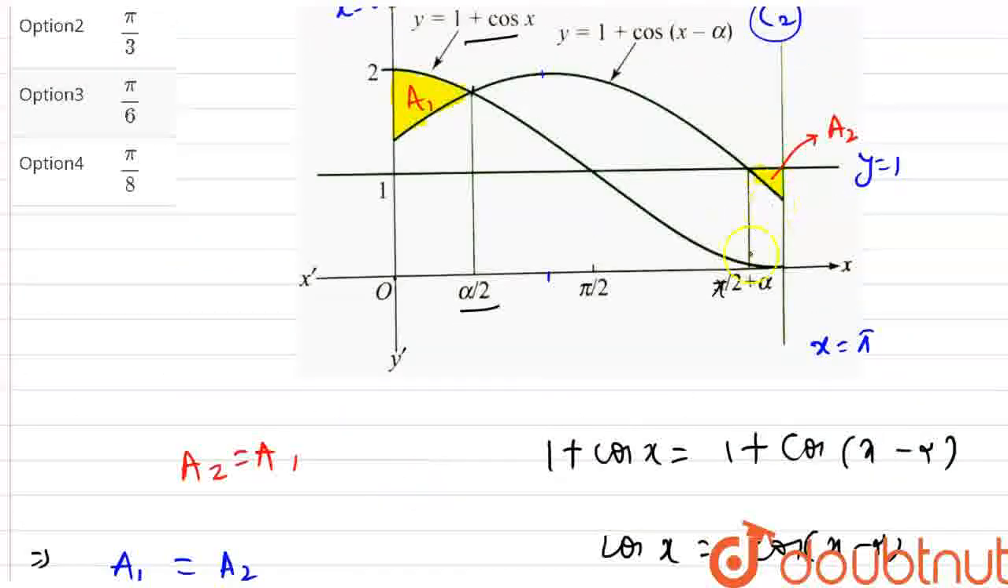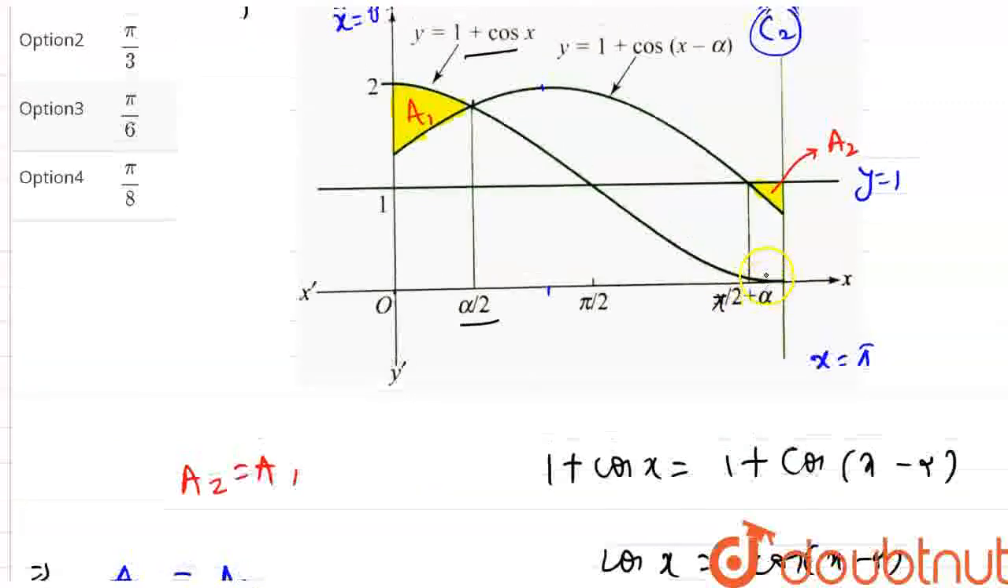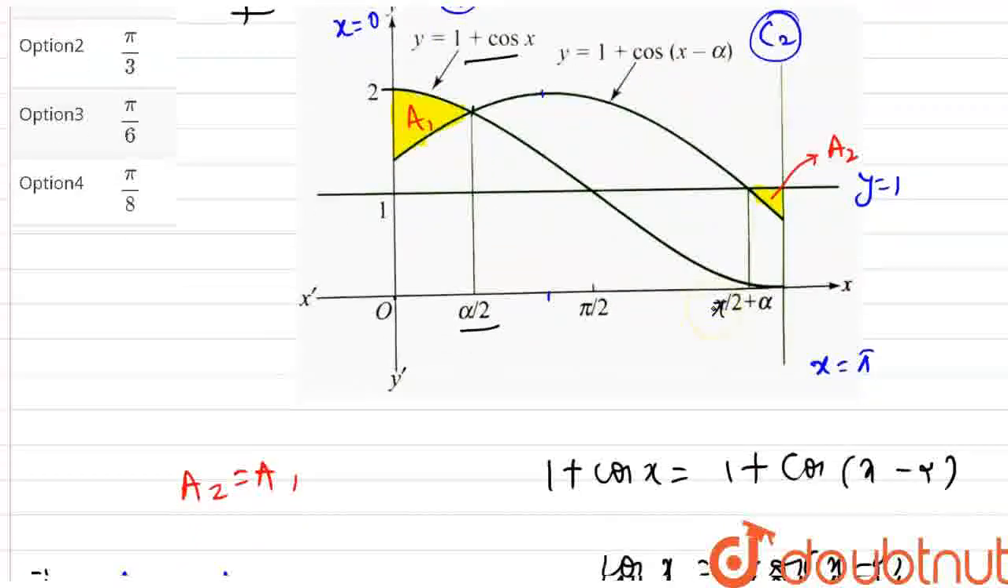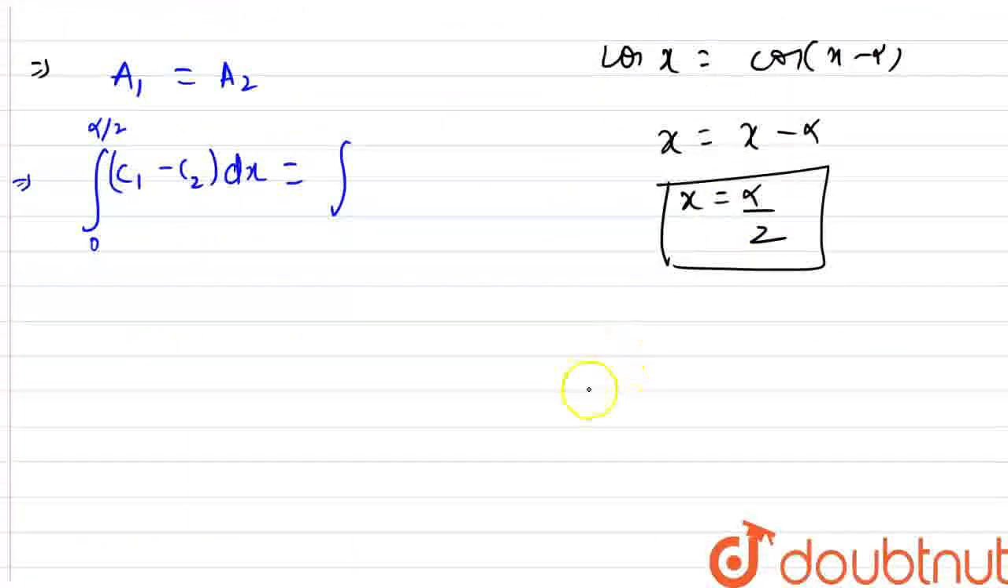Now a2 is nothing but pi by 2 plus alpha. How can we find this pi by 2 plus alpha? Basically, it is the intersection point of this line and this curve. So I'm finding this also for you.